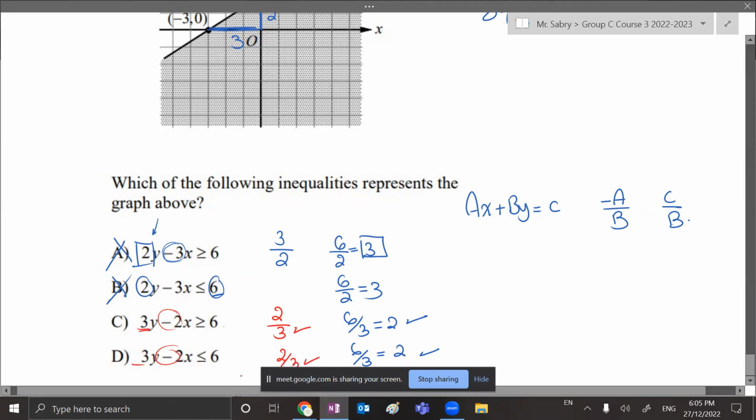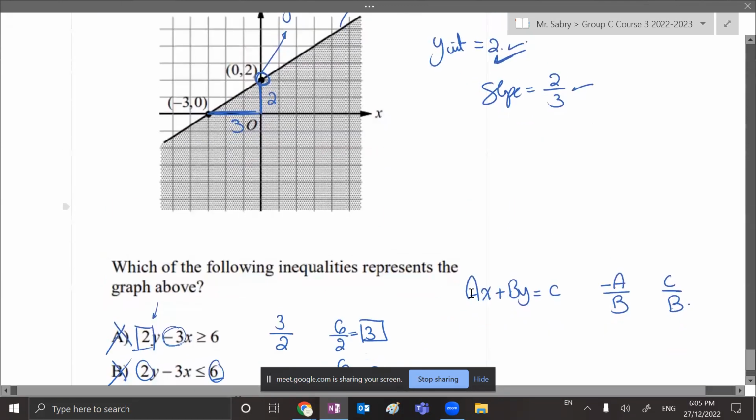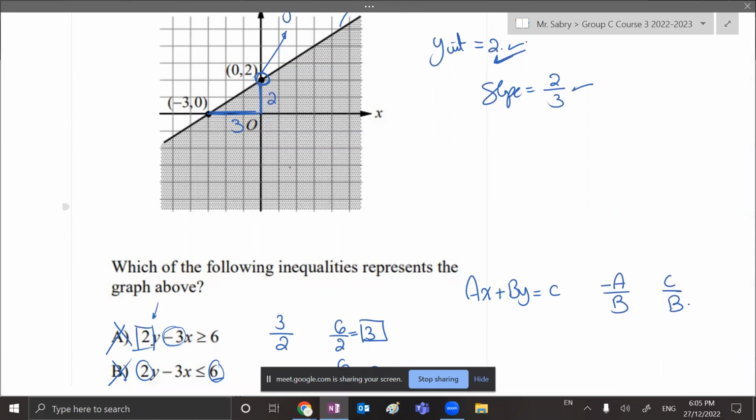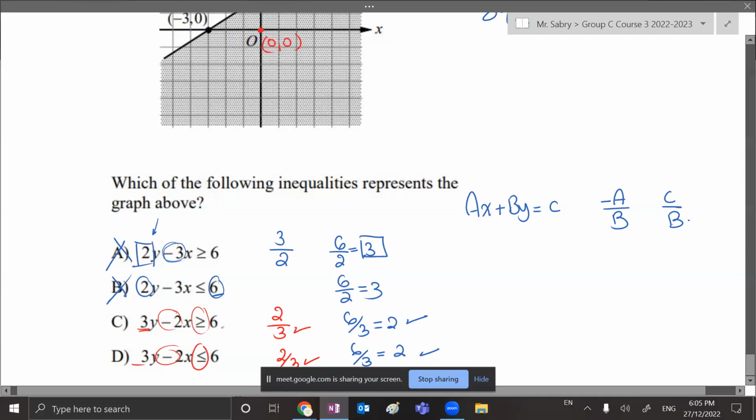So what's the difference? The difference is in this inequality sign. What does the inequality sign do? It is responsible for the shading. So what we're going to do is the following. We're going to substitute a point in the shaded region. Take a point anywhere in this shaded region, for example, this one here. This one is 0, 0. And substitute with it in the inequality itself.